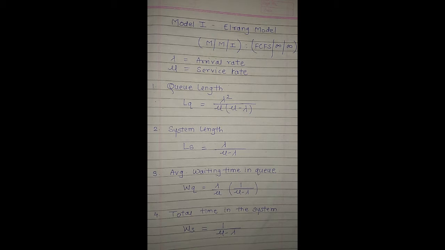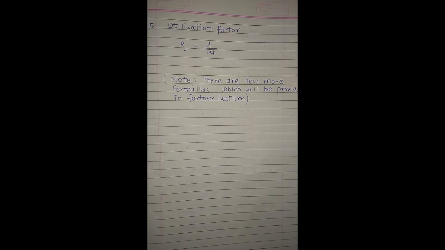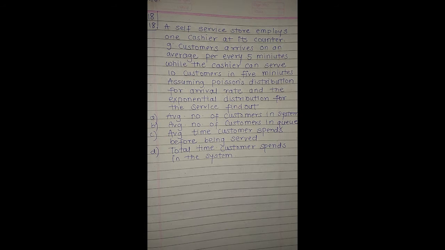The utilization factor is rho, that is equal to lambda by mu. So now let us solve one numerical. This numerical was asked in December 18 as well as in May 18 question paper. So first I will read the question.